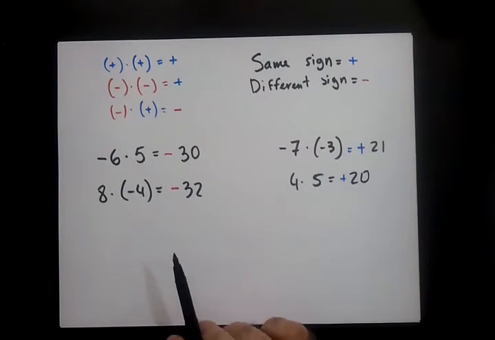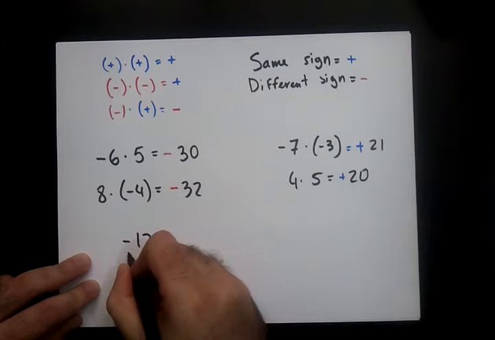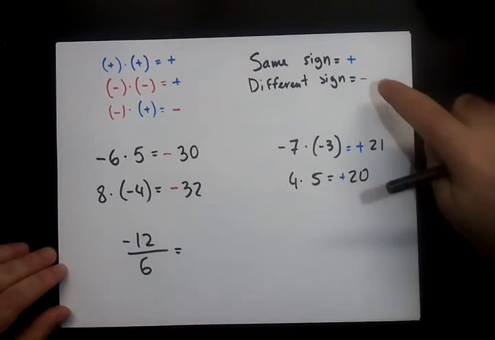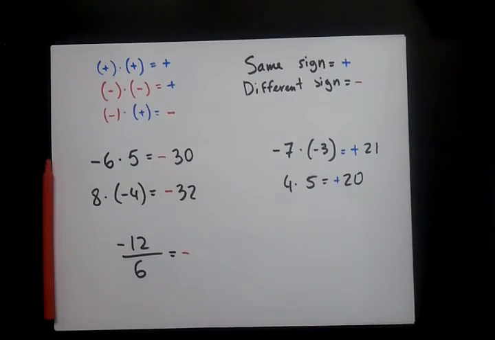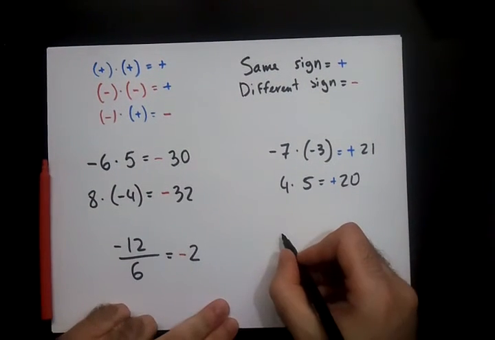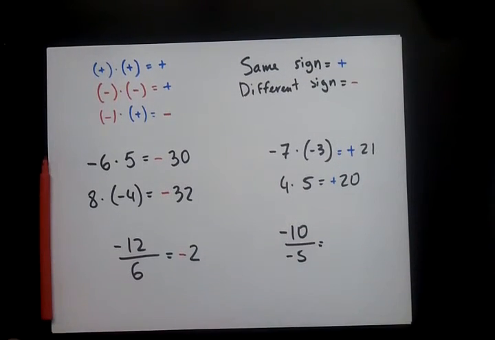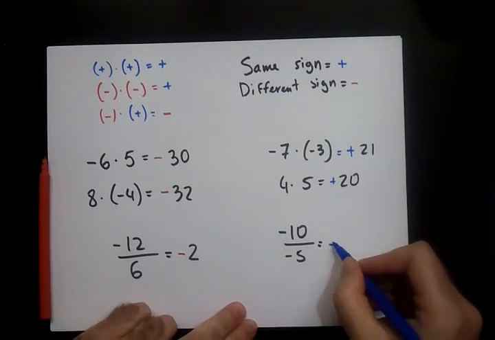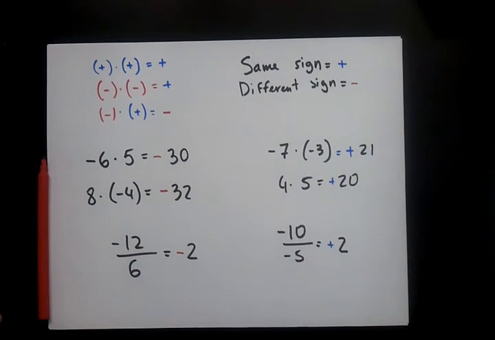And division is the same. You take negative 12 and you divide that by a positive 6. Negative, positive, different signs. The answer is automatically negative. Crunch your numbers. 2. And if you have negative 10 divided by negative 5, look at the signs. Negative, negative, same signs. The answer is automatically positive. Crunch your numbers. 2.